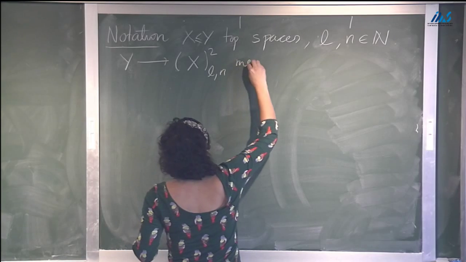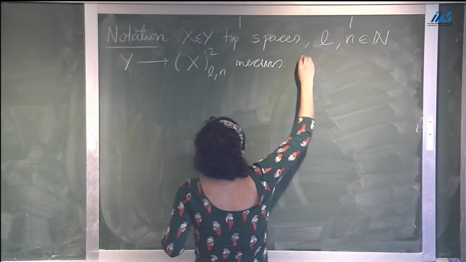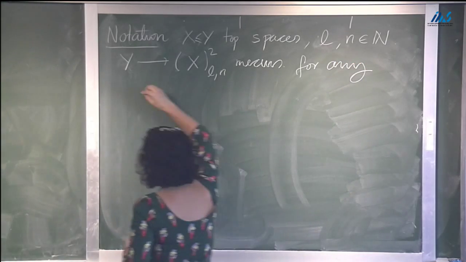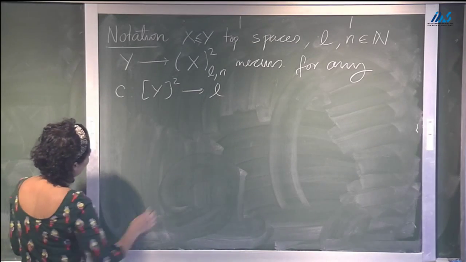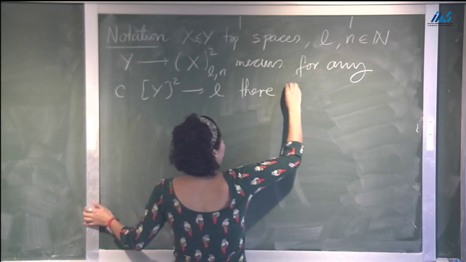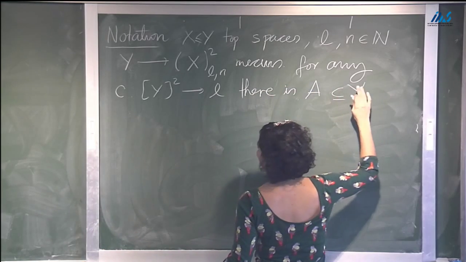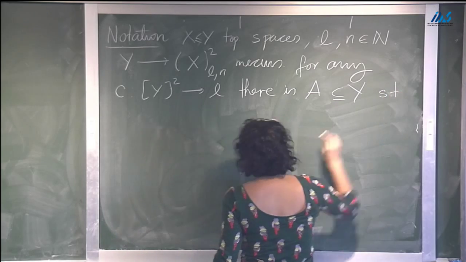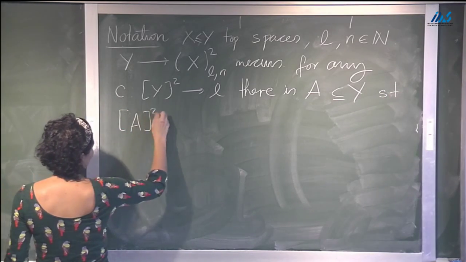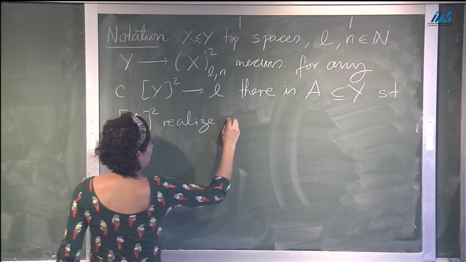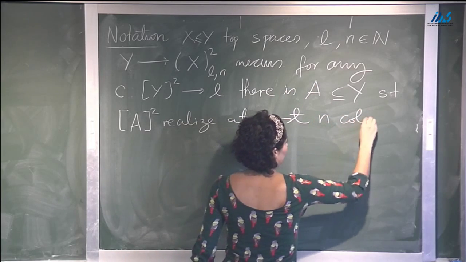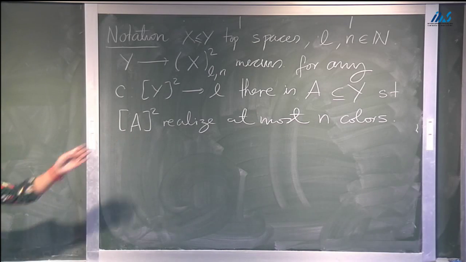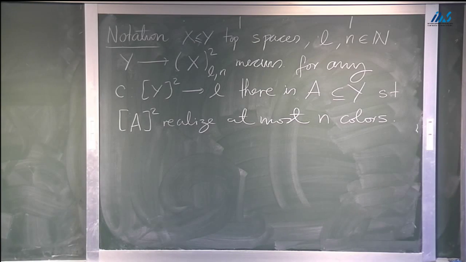So this means for any coloring of the pairs of Y in L colors, there is some A subset of Y, homeomorphic to X, such that the pairs of A realize at most n colors. If n is equal to 1, it means that my set is monochromatic, but this is more general.